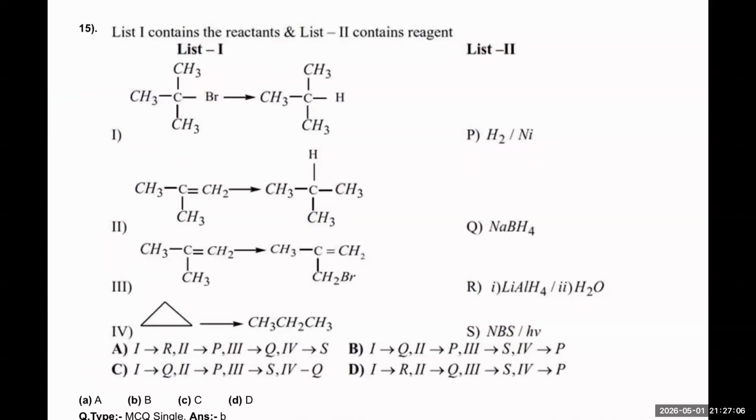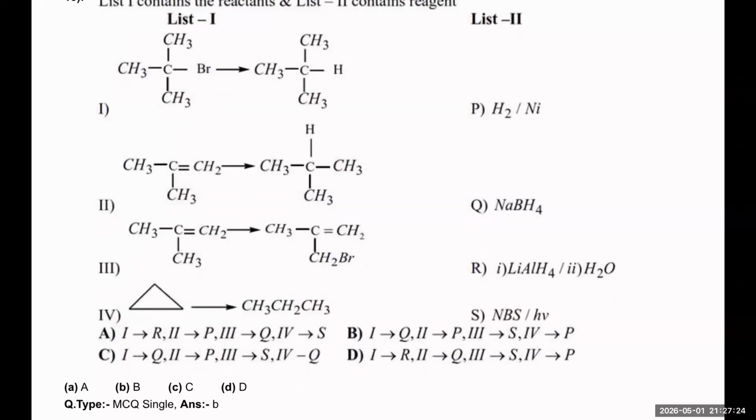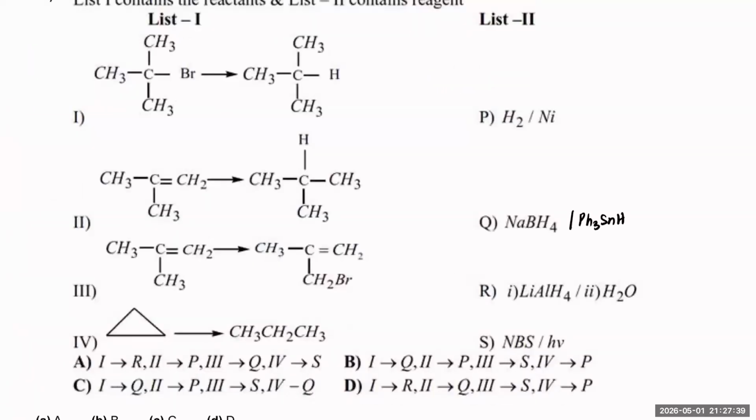Next, 15th one. List 1 contains the reactants and list 2 contains the reagents. Again, it's not very difficult, but you should be able to understand the nature of the reagents properly. First one: if you have a 3-degree carbon and you are trying to reduce it, that is only possible with NaBH4, or another alternative, triphenyl tin hydride. These two are very good at 3-degree positions. Next, if you are just adding hydrogen and hydrogen here, that is done by catalytic hydrogenation, so Q here and P here.